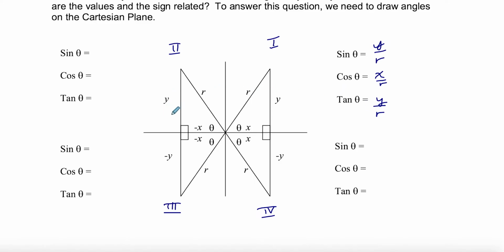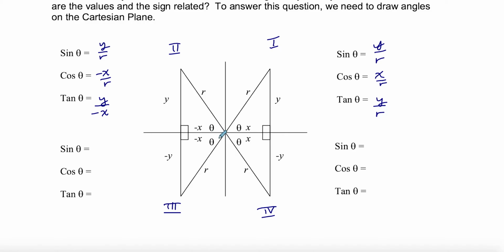Let's look at over here, the second quadrant. If I did sine theta, opposite over hypotenuse, that's y over r. And cosine, adjacent over hypotenuse, that's negative x over r. And tangent is y over negative x. All right, so I'm seeing that the sign was positive there, but the other two were negative. If I look at quadrant 3, everything is negative.